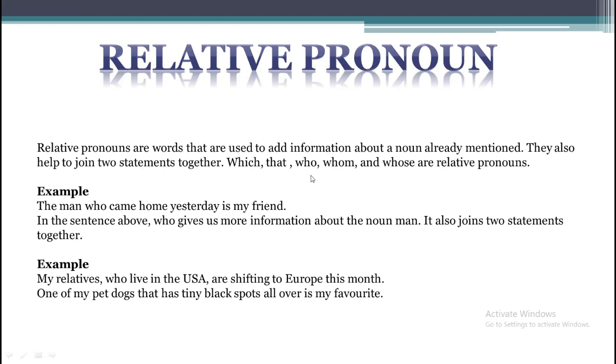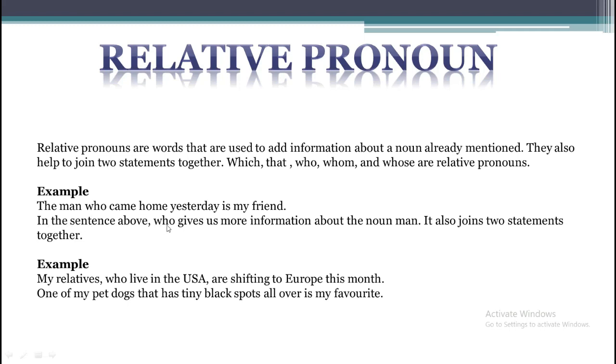Which, that, who, whom, and whose are relative pronouns. So these are all the words which we can use as relative pronouns. See the examples. The man who came home yesterday is my friend. So here the man was the noun and we have joined the information came home yesterday is my friend. This information is given about this man and we have joined these two parts using the word who. So this is our relative pronoun.